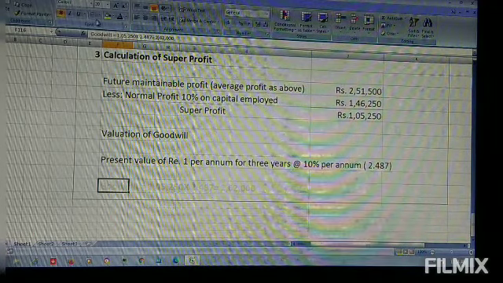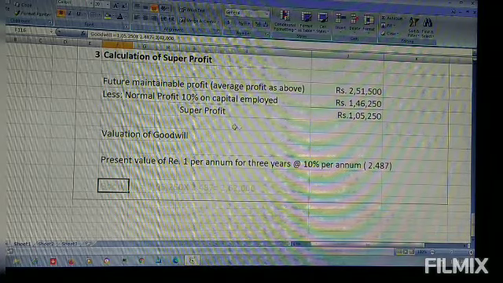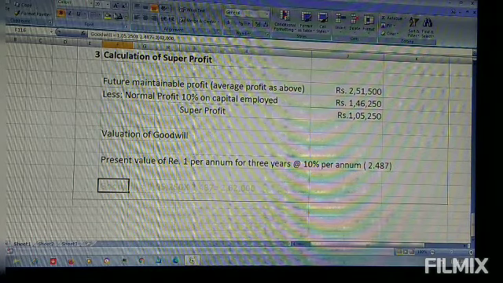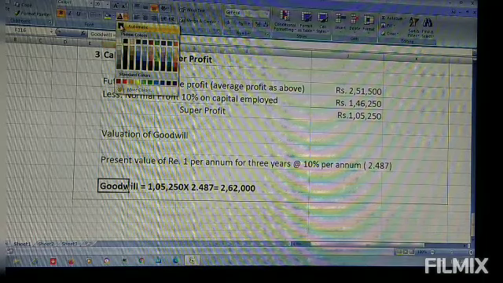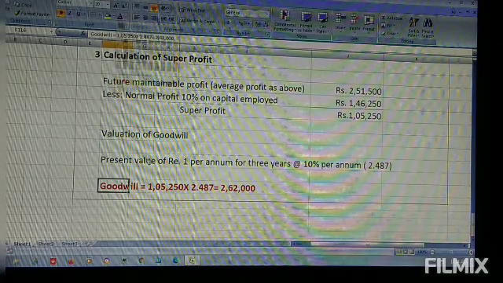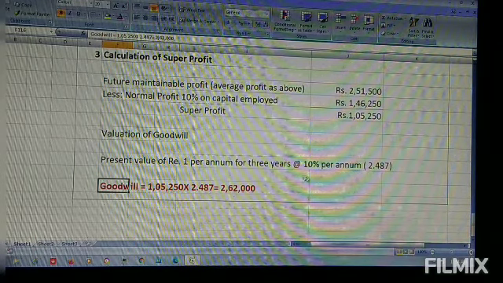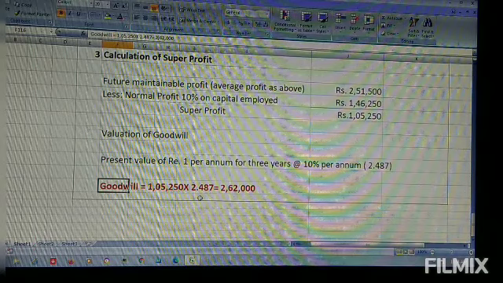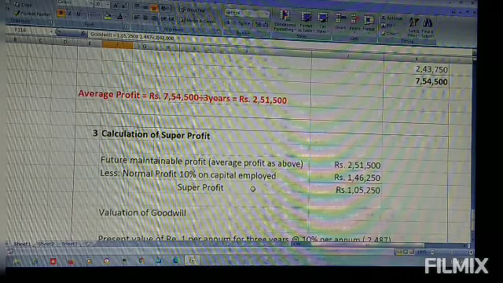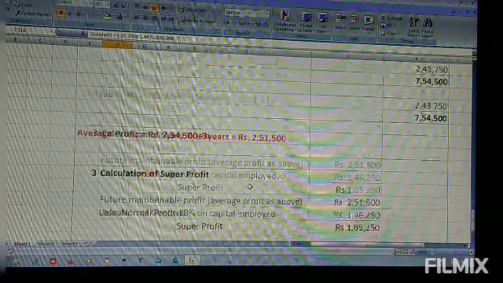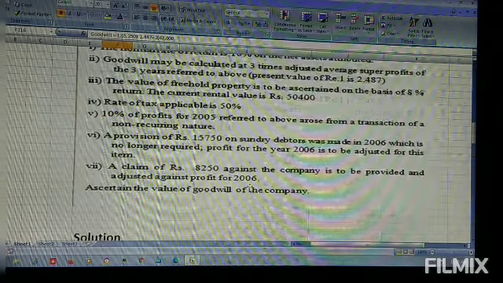Therefore, goodwill equals the super profit, 1,05,250, into 2.487. We have to take that. This is the goodwill. The super profit and annuity value you have to take, and if you work it out, you will get the goodwill like this. This is how we have to find it out. This is what we have done in this problem.